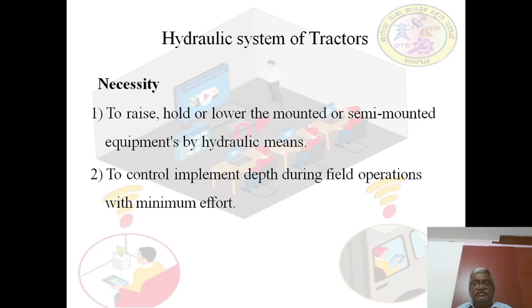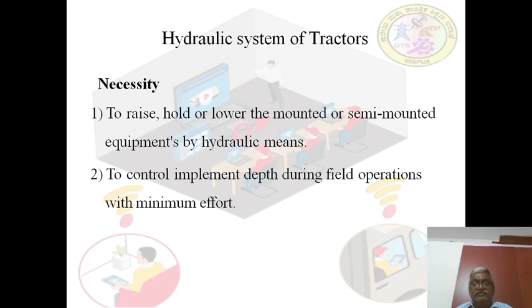In tractors, hydraulic system is necessary to raise, hold or lower the mounted or semi-mounted equipments. You know that at the rear of the tractor, these implements are mounted to the 3-point hitch. So the implements are to be raised, they have to be held in a certain position, and they have to be lowered. All that can be done by the hydraulic system only.